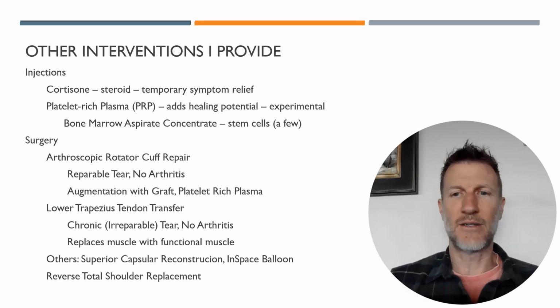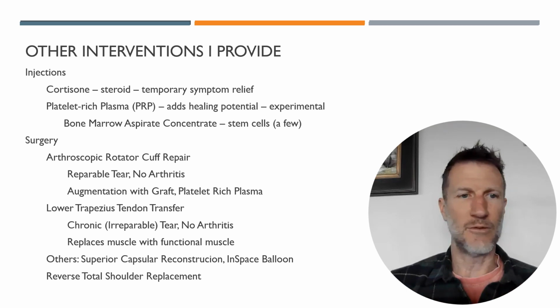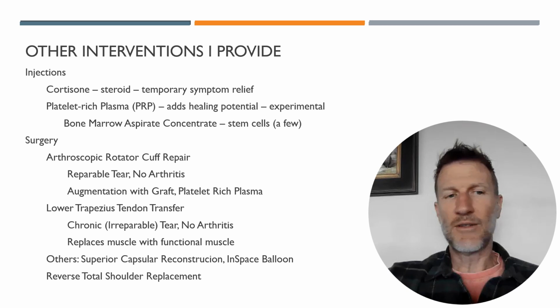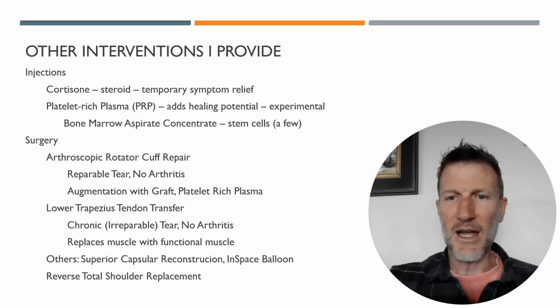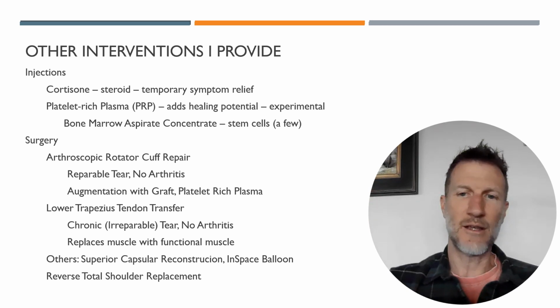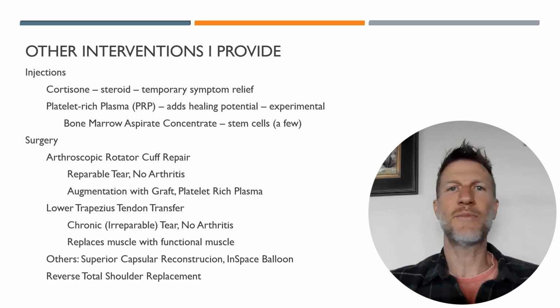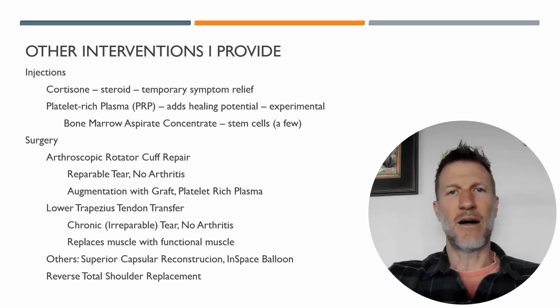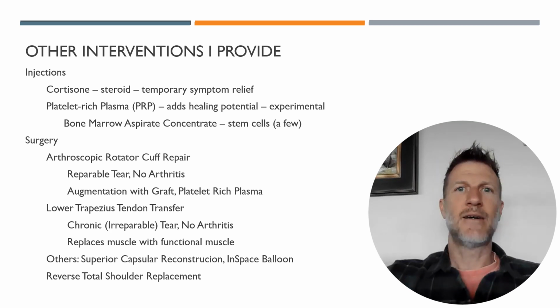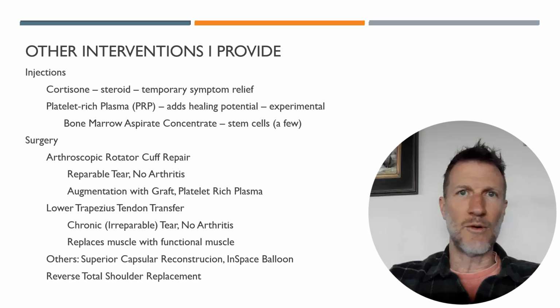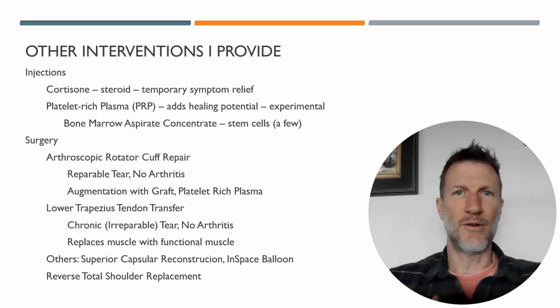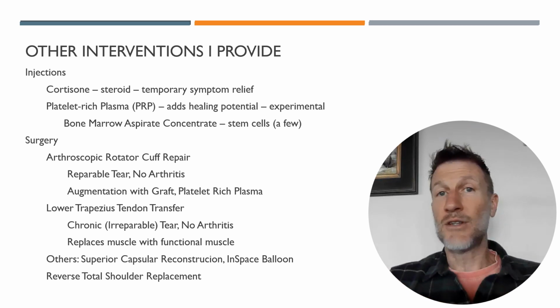Because it's new, it's not commonly performed, but I do this fairly routinely now. Then, of course, if there's arthritis or if it's an irreparable tear and someone's not interested in the lengthier recovery that may come with the lower trapezius transfer, then we talk about doing a reverse total shoulder replacement, and that's a shoulder replacement that is designed in a way that will allow the shoulder to move without the rotator cuff. So we are throwing a lot at you.